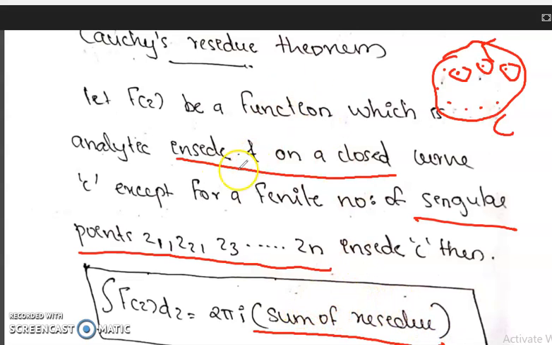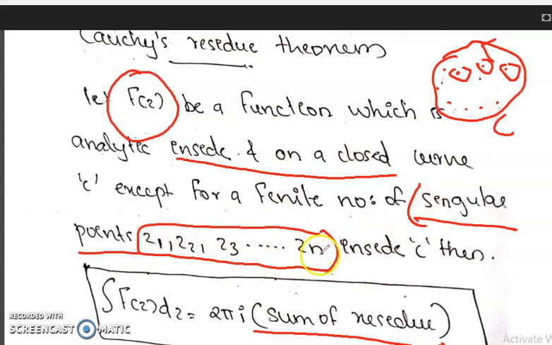So here the function is analytic everywhere except at certain points. Those points are called singular points. Already we have learned that singular point means at those points the function is not analytic. So here f(z) is analytic everywhere except at certain points z1 to zn, which are called singular points. Then we say the integral over the curve C of f(z) dz is equal to 2πi, and this bracket is a multiplication: we have to multiply 2πi into the sum of residues.